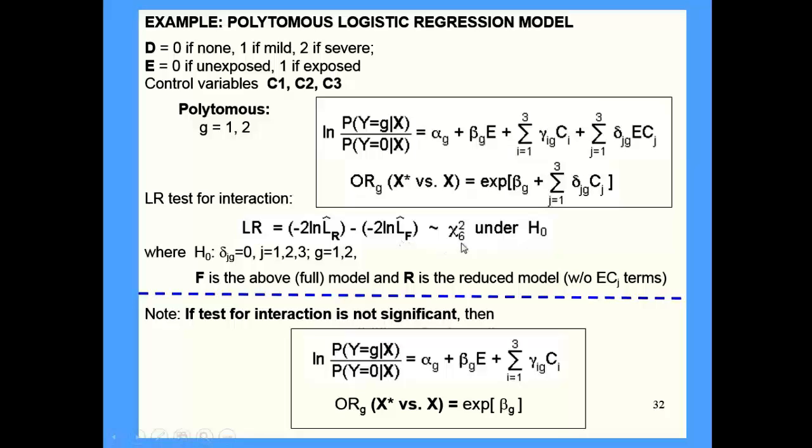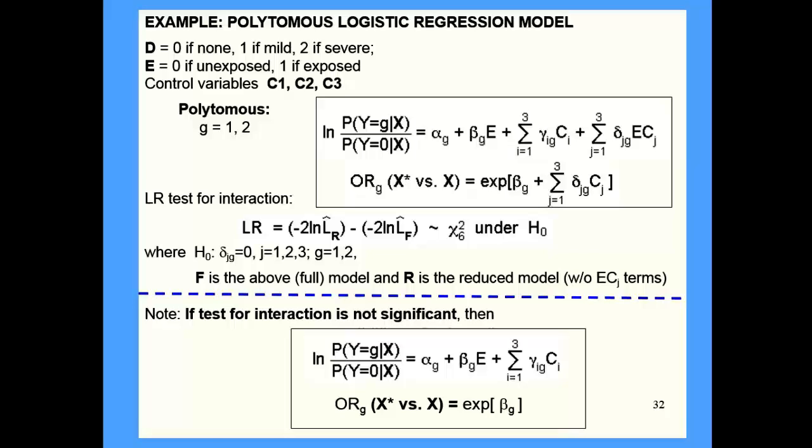It's chi-square with 6 degrees of freedom. Now, what I added to this, which wasn't in the original, is that if this test was not significant, this model would reduce to this model, right? Because I'm dropping the product terms. Just want to make sure you know that.